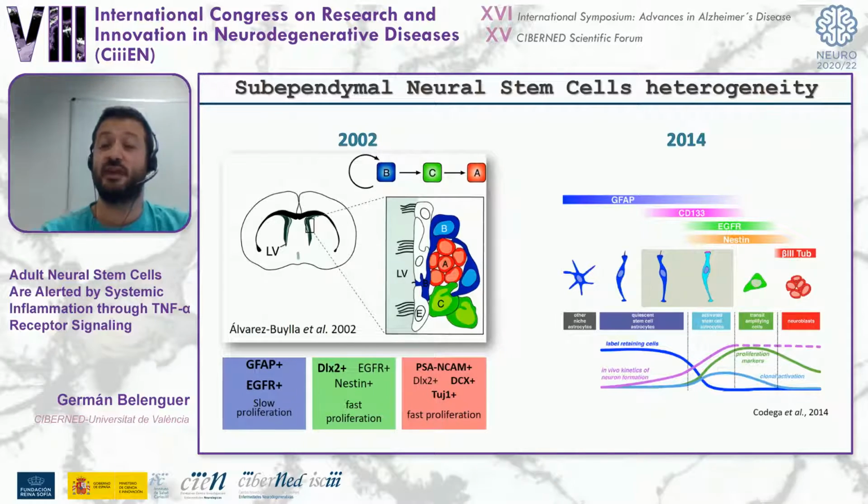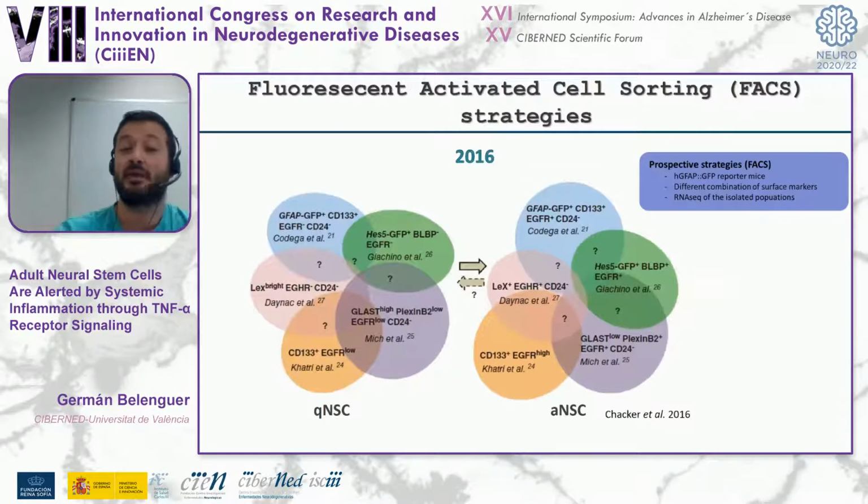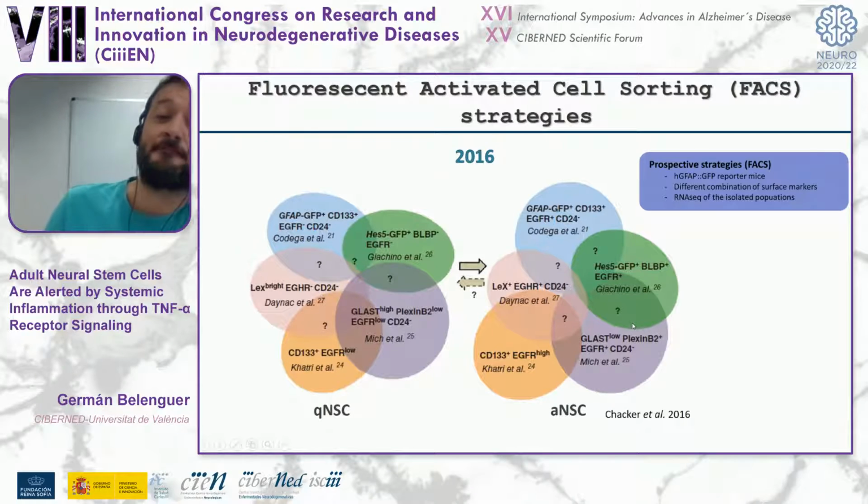In 2014, other groups described that these stem cells can coexist in different states, and you can find cells with a more activated phenotype that are able to proliferate, while other stem cells remain quiescent and do not proliferate. In 2016, different groups were already able to isolate and characterize different cell groups that display similar features of activation and quiescence by applying FACS techniques and combining these with different reporter mice and combinations of cell surface markers.